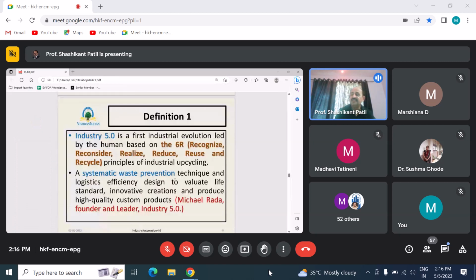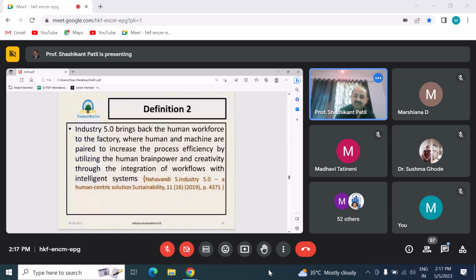So let us walk through some of the definitions. Definition one: Industry 5.0 is the first industrial revolution led by the human based on 6 R's. So they are concentrating on 6 R's: recognize, reconsider, realize, reduce, reuse, and recycle. So this is nothing but industrial upcycling. Okay, so this is the new term coined, and human being and natural resources are kept at the center. It is a systematic waste prevention technique and logistic efficiency designed to evaluate life standard, innovative creations, and produce high quality custom products. This definition was coined by Michael Rada, who is founder and leader of Industry 5.0. Okay, so these 6 R's are very important.